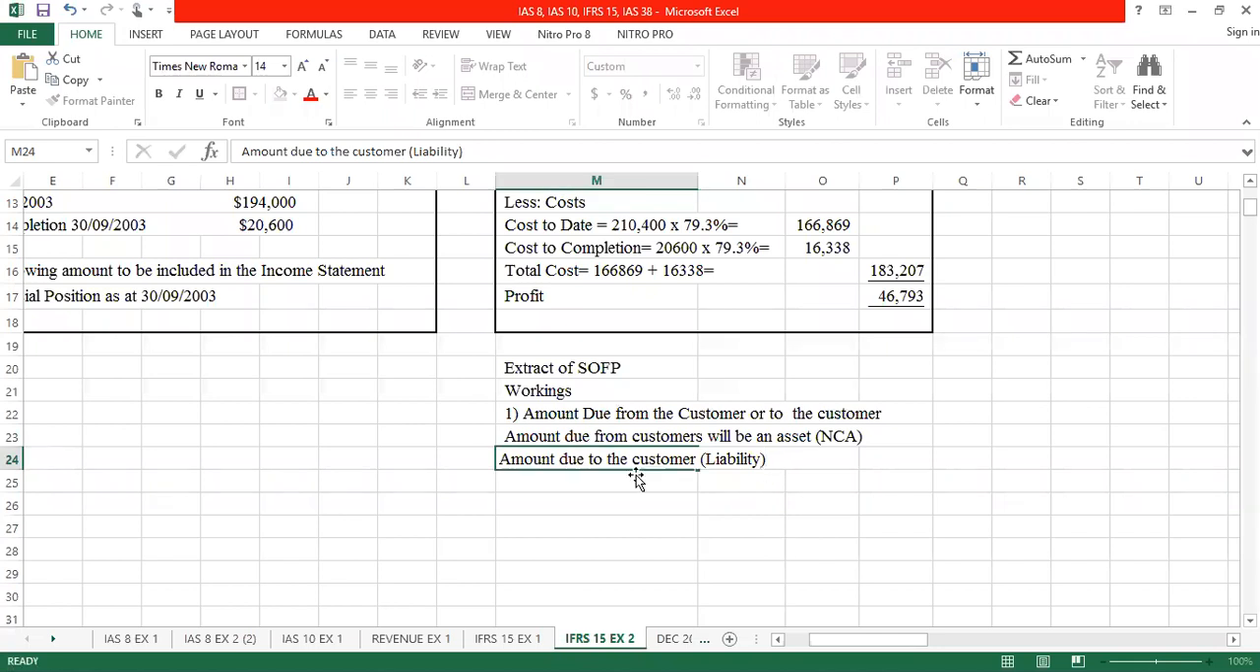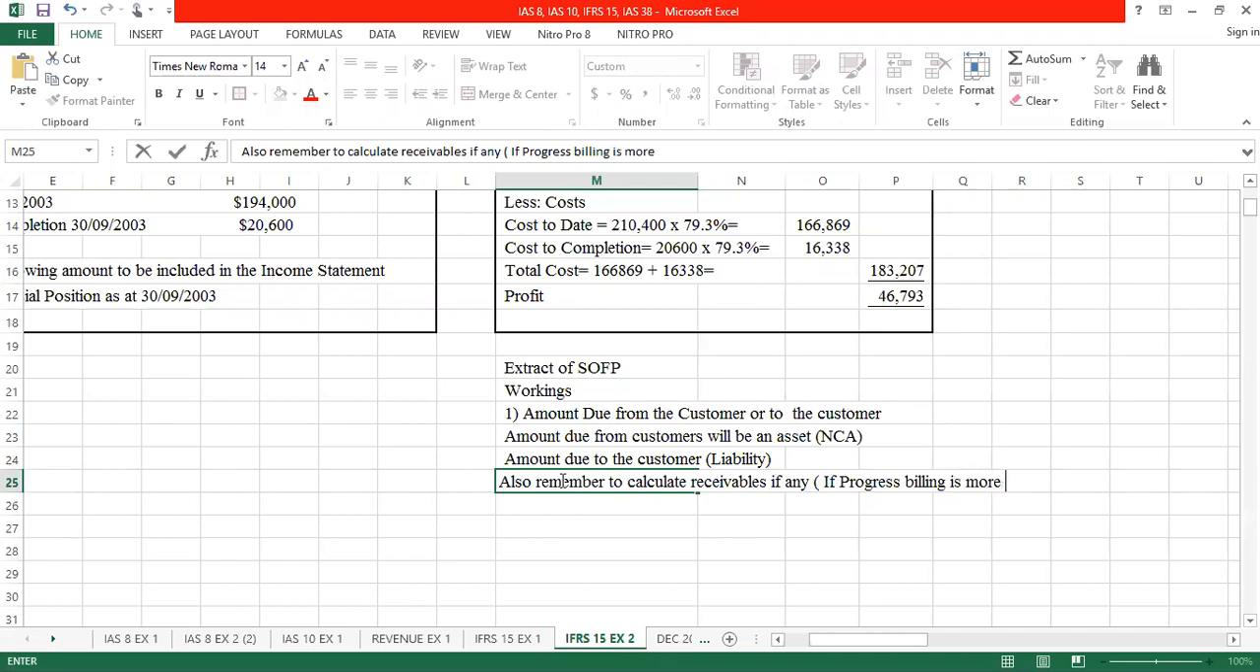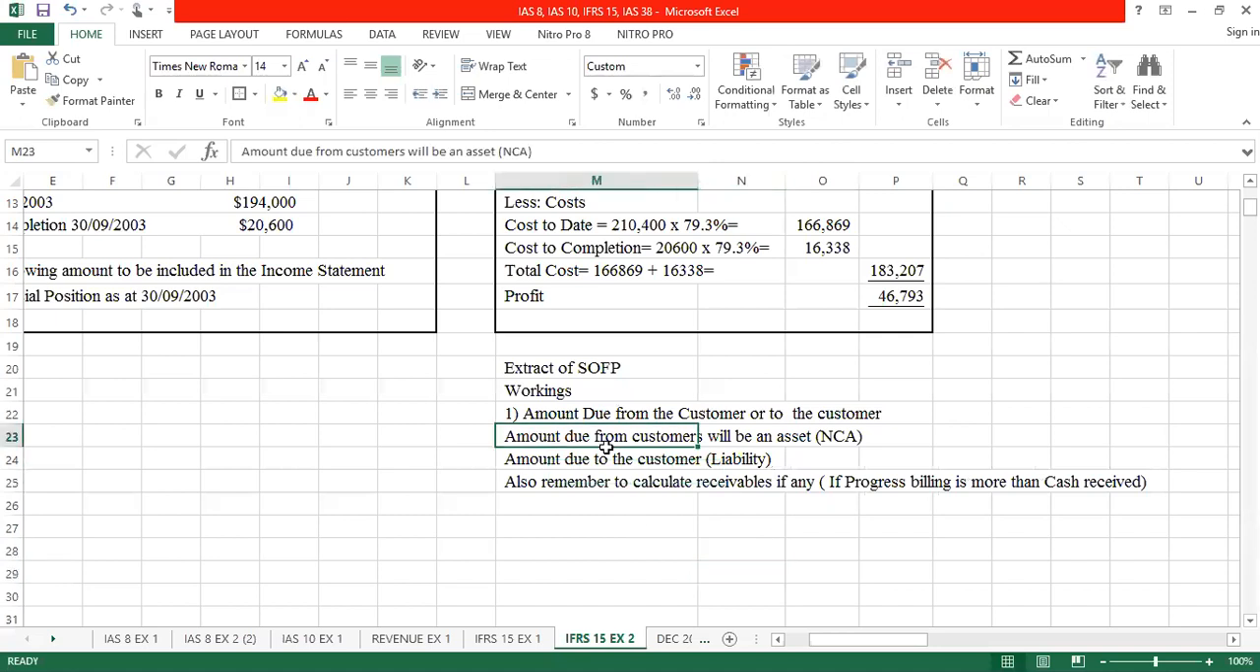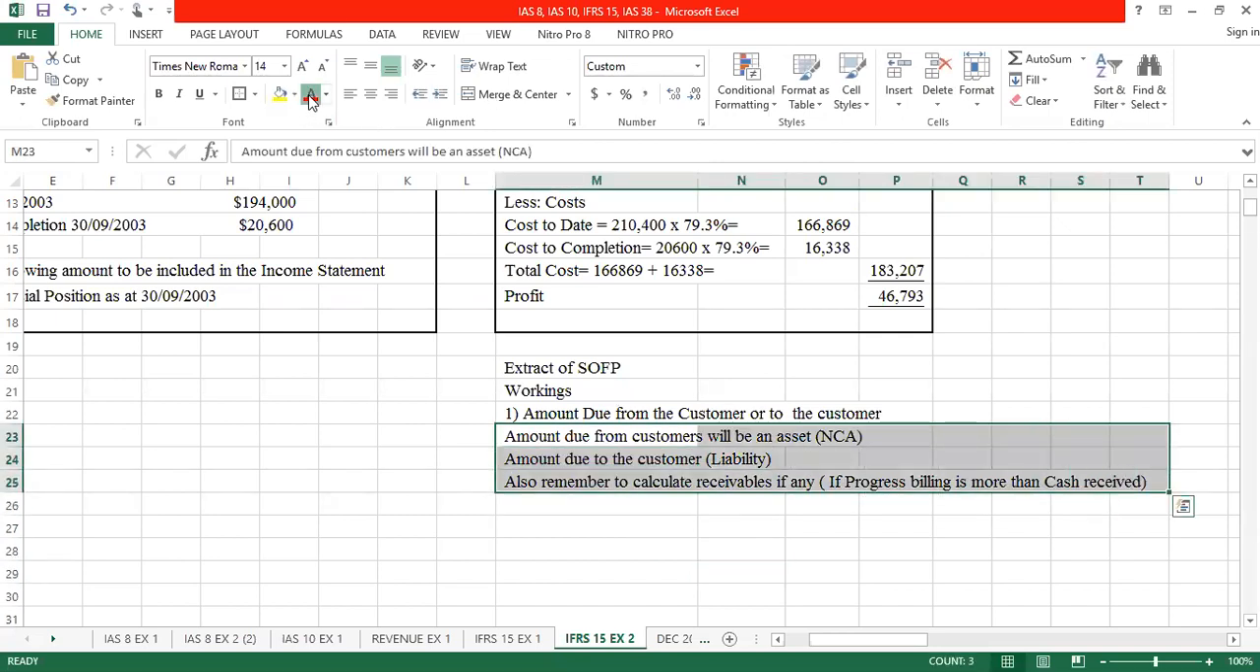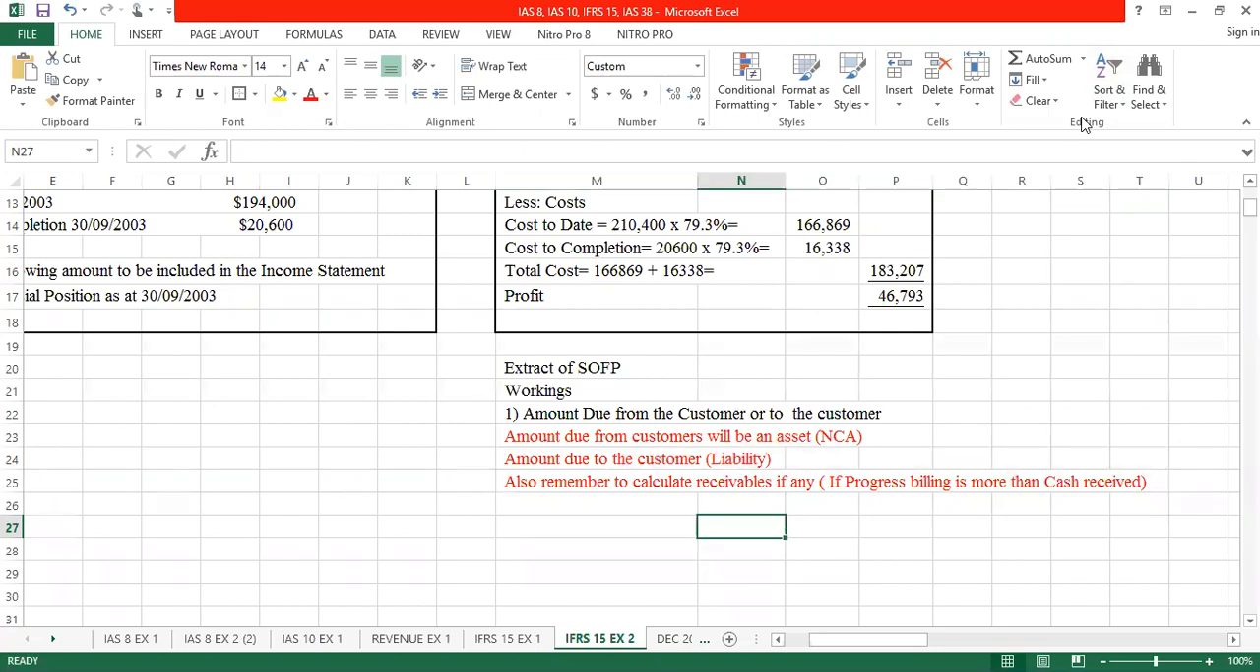So your key point, and then also remember to calculate receivables, if any. How do you calculate receivables? Receivables arise if progress billing is more than cash received. So please remember, these three items are what goes to the balance sheet. Those three items are what we take to the balance sheet.